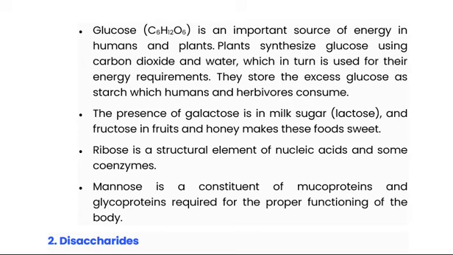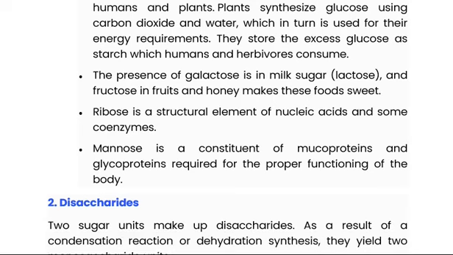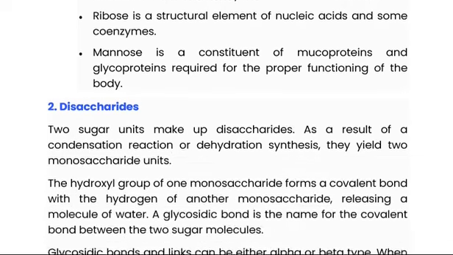The presence of galactose, which is in milk sugar, that's lactose, and fructose in fruits and honey, makes this food sweet. Galactose is also a monosaccharide. Ribose, another monosaccharide, is a structural element of nucleic acids and some coenzymes, while mannose is a constituent of mucoproteins and glycoproteins required for the proper functioning of the body.